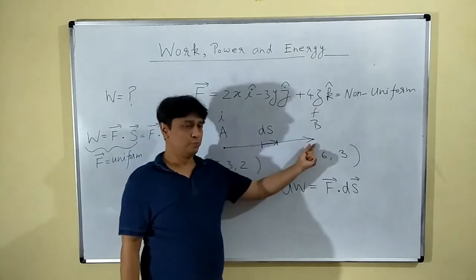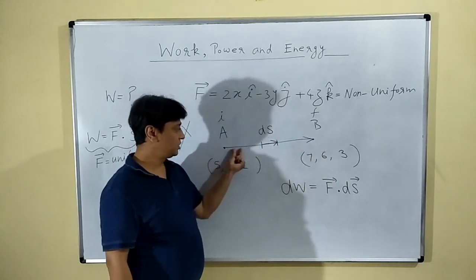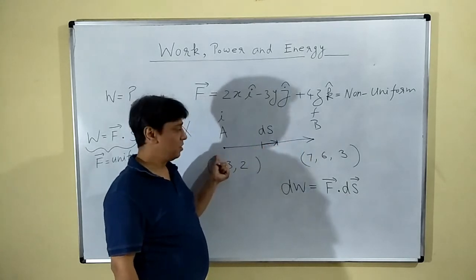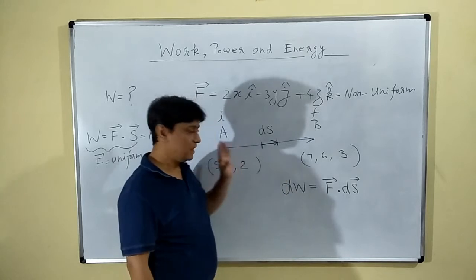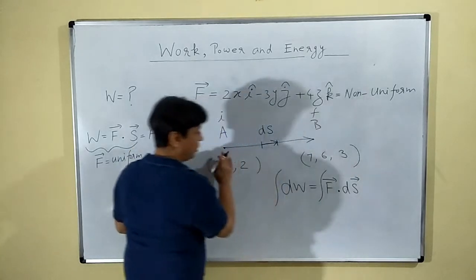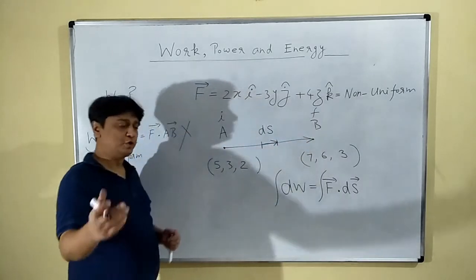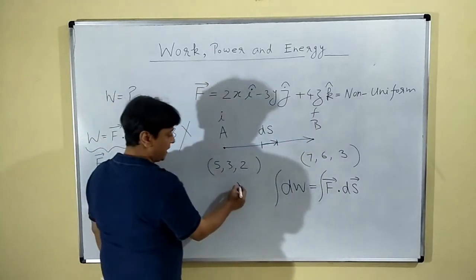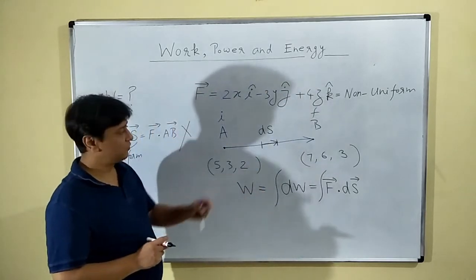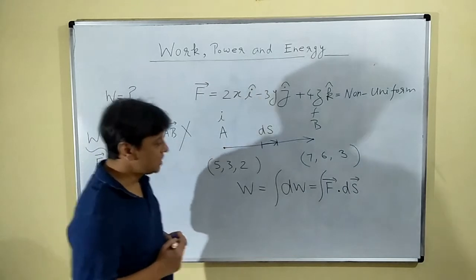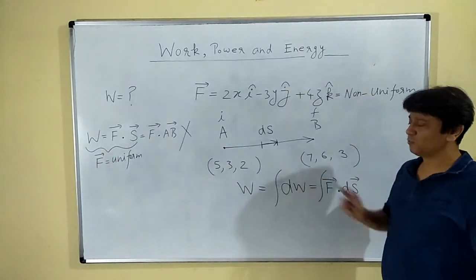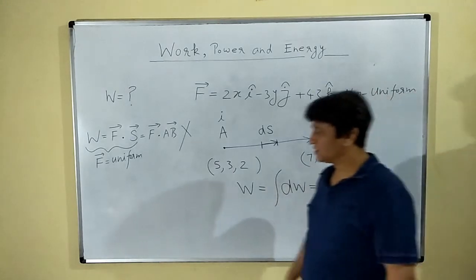From A to B, we will find all these ds. We'll take the dot product of force, and then finally we will add all these works, which you know is called what, integration. That will give us total work done by the force from A to B. Now, before we proceed and integrate this thing, write down a few statements.